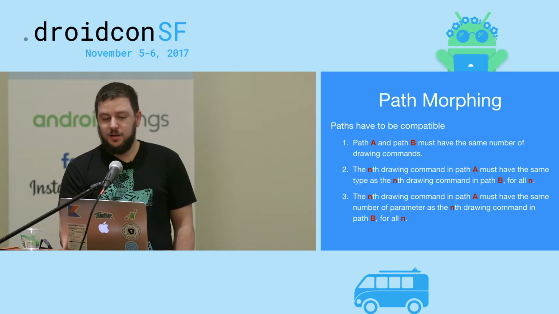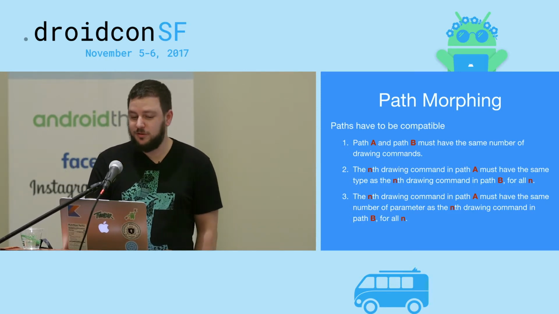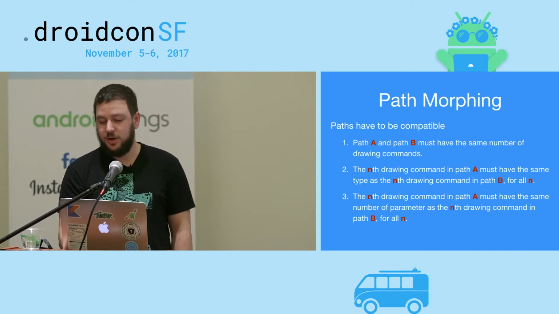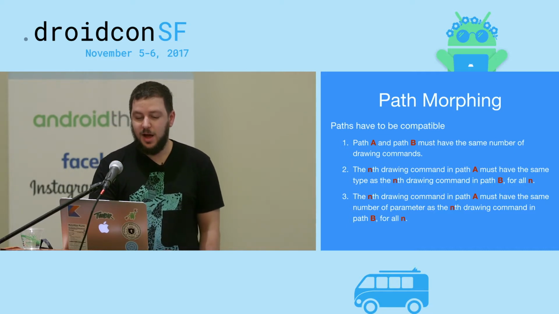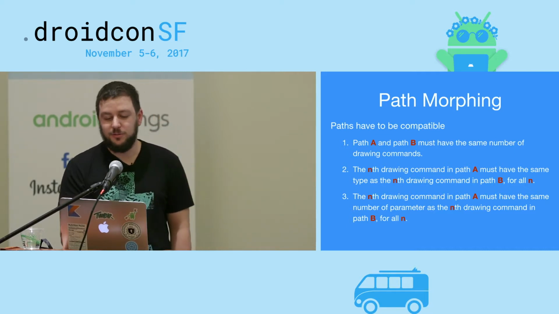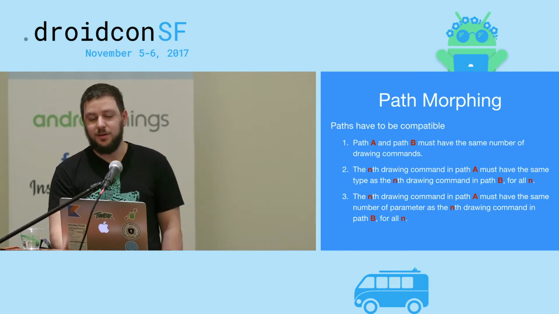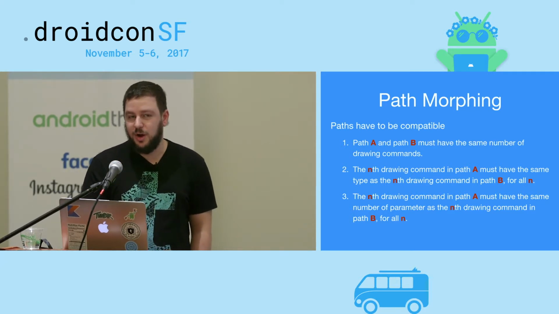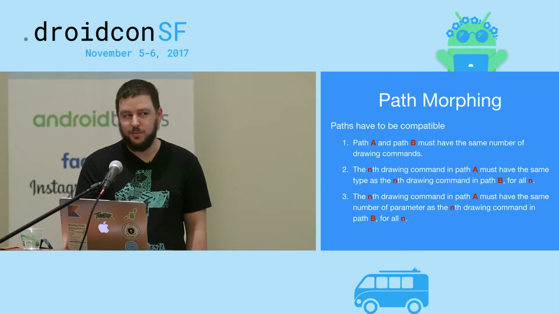The next kind of animation I want to talk about is, in my opinion, the coolest and most powerful animation you can do with animated vector drawables, but it's also the hardest one to implement. The reason it's hard is because for two paths to be animated between, they have to be compatible. In order to be compatible, they must have the same number of drawing commands, and corresponding drawing commands have to be of the same type and have the same number of parameters.